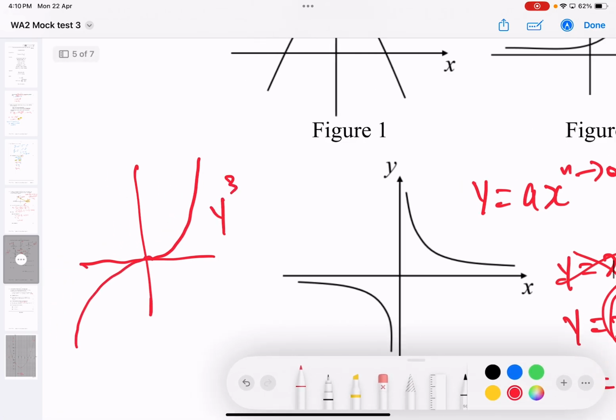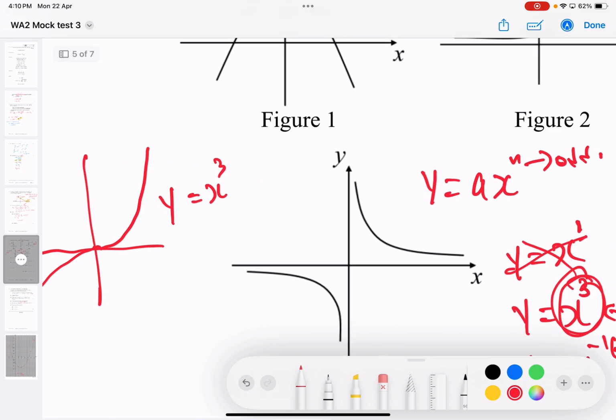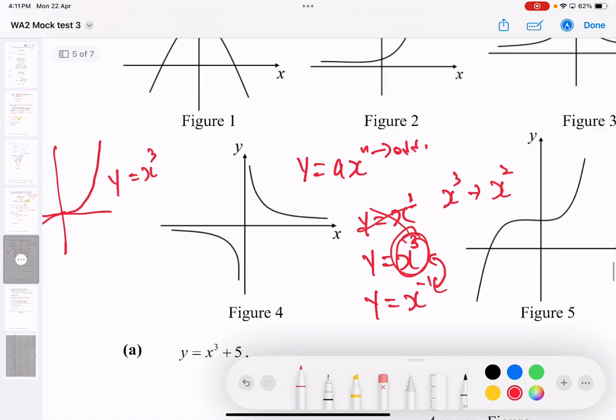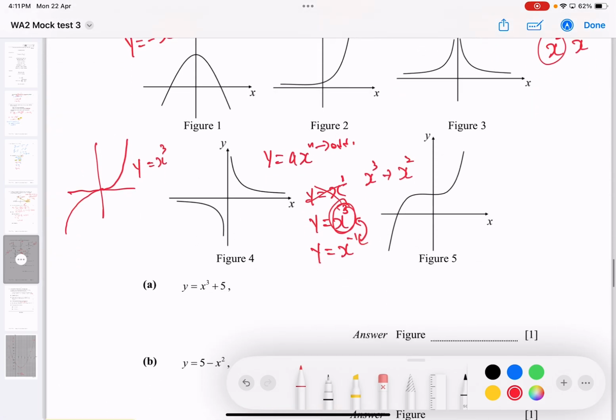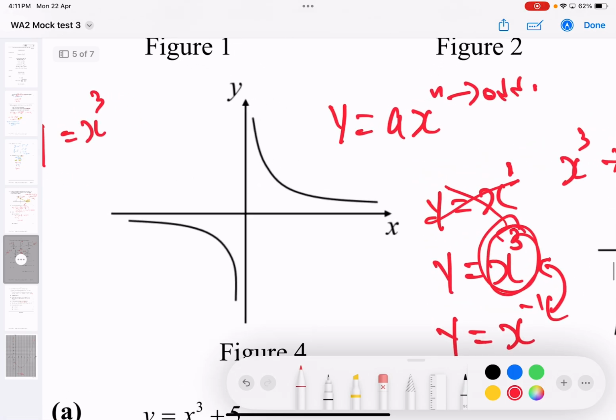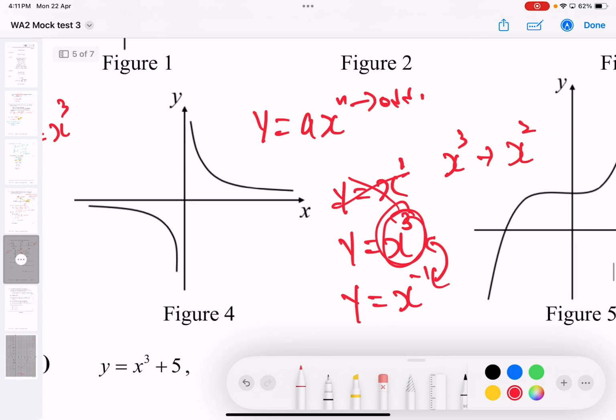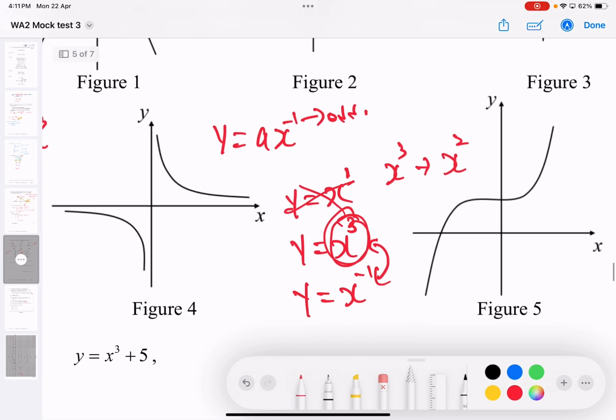This is the graph of y equals x to the power of 3. So this one is very similar. Can you see to this one? This is the negative power, x to the power of negative 1. So this one is negative 1. Hey, this is important. This one definitely will be tested. Cannot escape one.